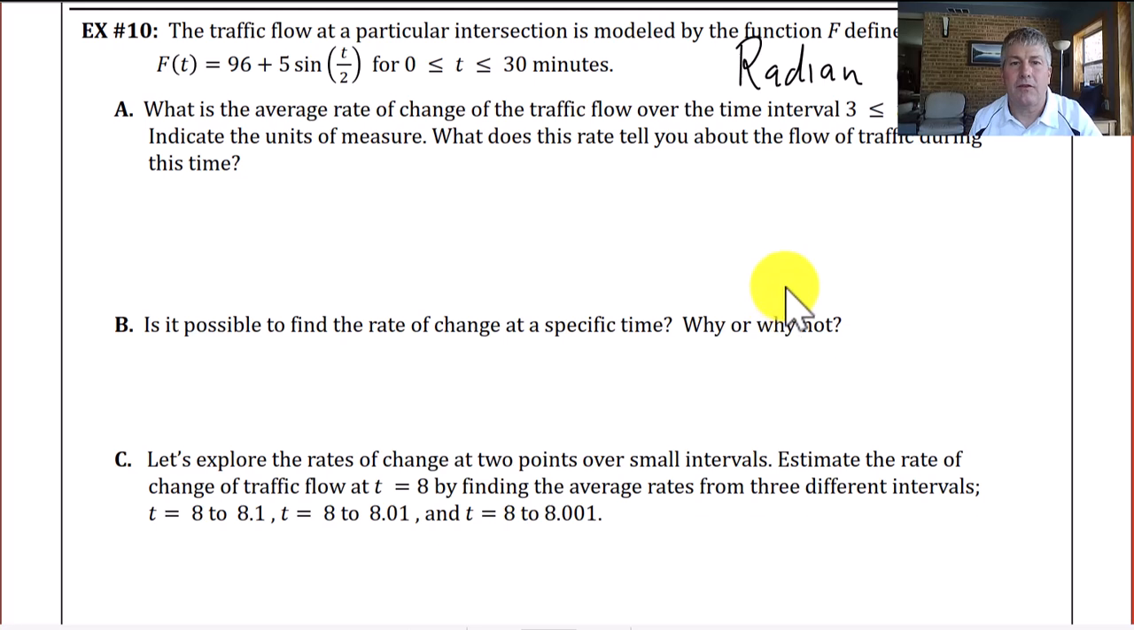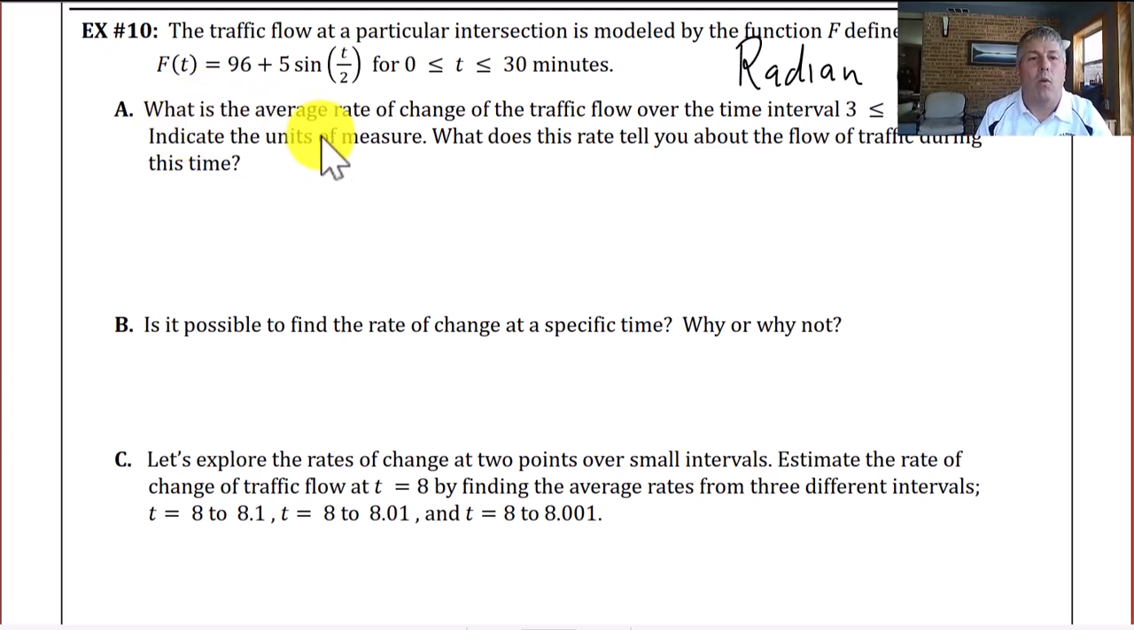Let's take a look at a sample problem. In example 10, the traffic flow at a particular intersection is modeled by the function defined by f of t equals 96 plus 5 sine of t over 2, for 0 to 30 minutes. We're going to use our calculator here to calculate some things. So when you do that, make sure you go to mode and put your calculator in radian mode. There's a good chance your calculator is in degree mode.